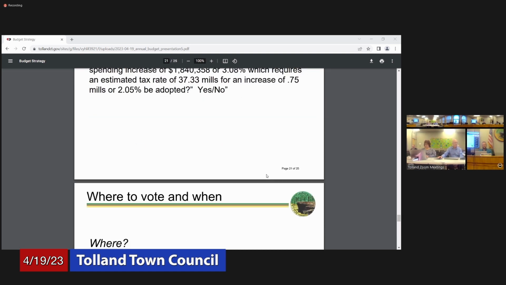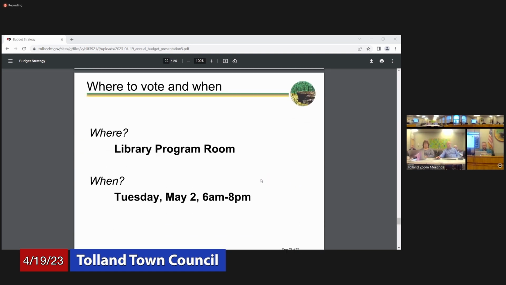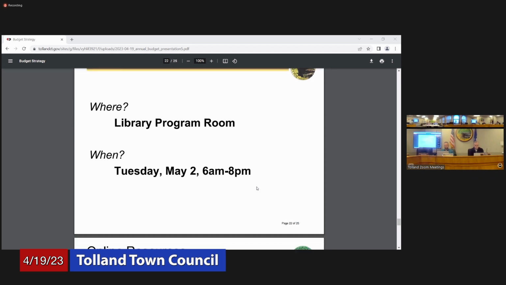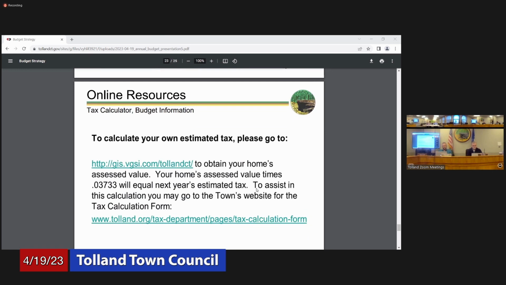Where to vote and when? Obviously, the past few years, due to COVID, it was being held at the rec center. So this will be a little bit of a change again to the pre-pandemic voting location at the library program room, which will be Tuesday, May 2nd from 6 a.m. to 8 p.m. For anyone who's looking to better understand their impact on the budget, you can check out the links below, presentations online to calculate your estimated taxes if you're in the middle or within the range of the 3 previous brackets.